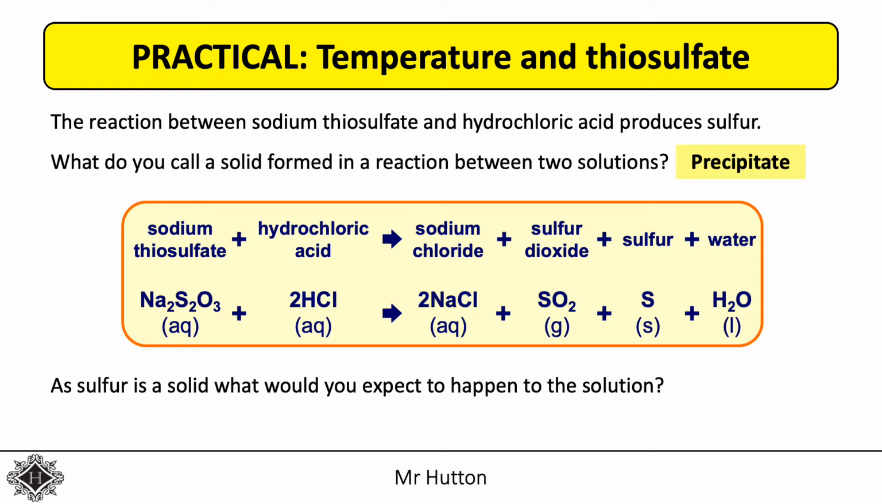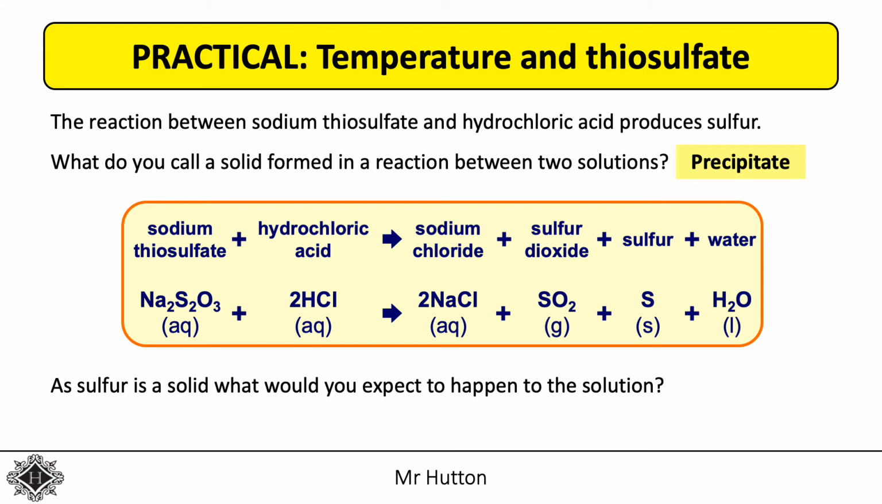So sodium thiosulfate plus hydrochloric acid reacts to give us sodium chloride plus sulfur dioxide plus sulfur plus water. And you can see in the symbol equation that we've got the state symbols below our reactants there. So they're both aqueous, so they're both solutions. And then in the products, you can see how we actually get an aqueous solution of sodium chloride, sulfur dioxide gas given off, the sulfur as a solid, so that's our precipitate, and then water as a liquid.